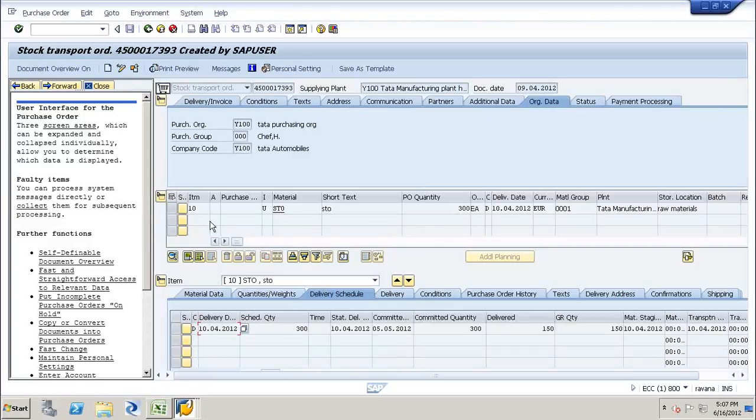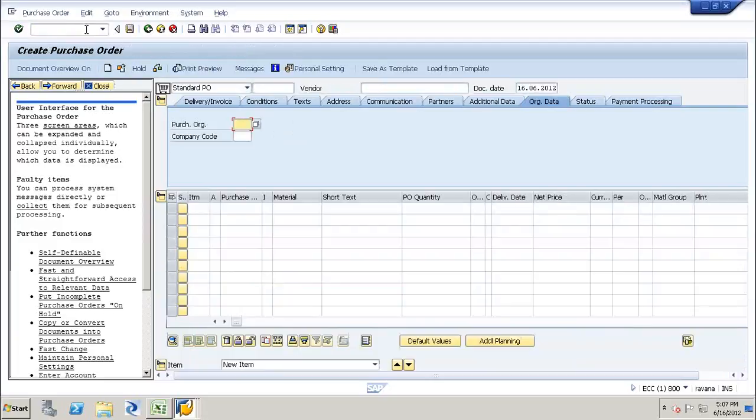So here, let me enter T code ME21. So this is the creation of purchase order screen. Here they will select vendor. Say whenever we are procuring a raw material, there will be a list of vendors already. So they are going to select vendor, and also they are going to select material and how much quantity they need, and they will save it.